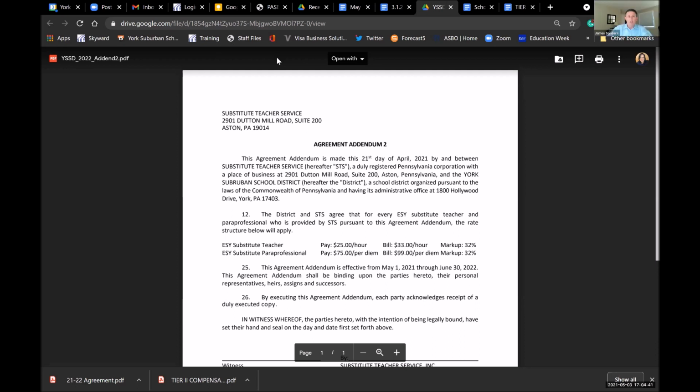Okay, so just the raw math on this, the substitute teacher could be making close to $70,000 a year based on what the bill rate is, and the paraprofessionals making close to $200,000 a year if they did that on a full-time basis. Whoa, James, that's per diem. Oh, per diem. I didn't see per diem. I got it. Sorry. These hours are much less than what we would do during a school year.